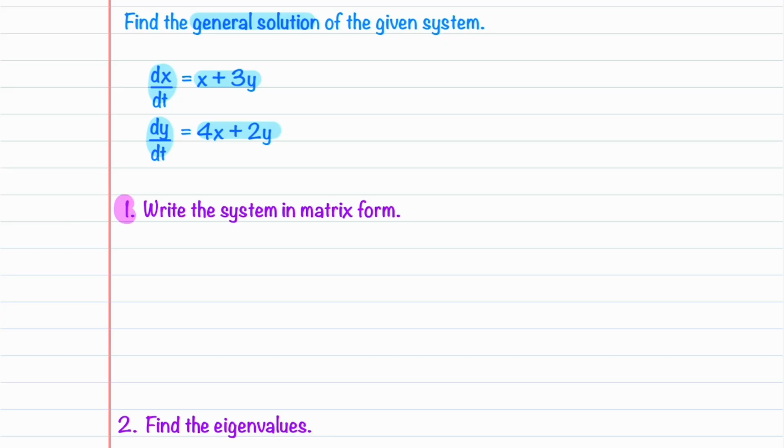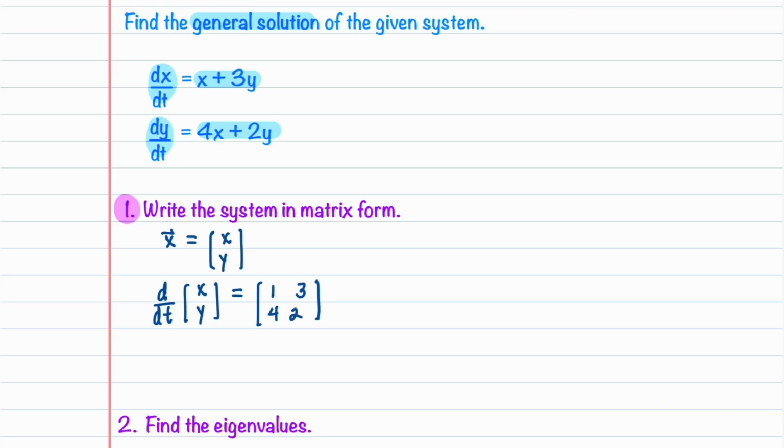The first thing that we're going to do to solve this system of equations is to write the system in matrix form. We're going to let vector x have the components x, y. This enables us to write our system like this. We have d/dt of (x, y). And then on the right-hand side, we are going to separate the constants from the x and the y, and we're going to write it as a matrix 1, 3, 4, 2.